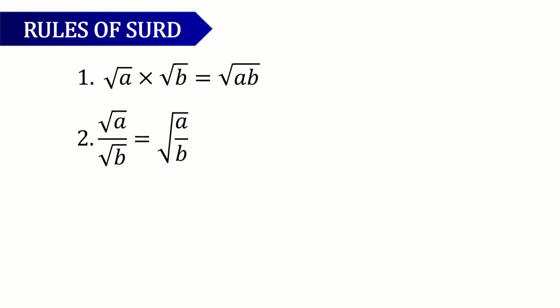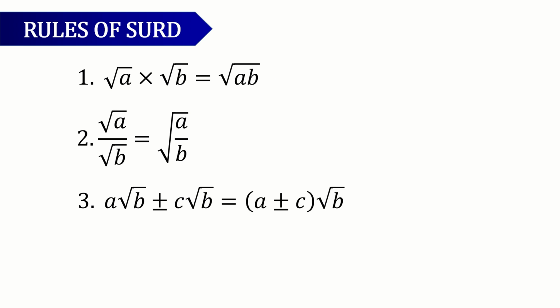All right, so we look at the rules of surds. The first rule is if we have two surds multiplied together, for example square root a times square root b, or surd a times surd b, that is equivalent to surd a times b. So this means we can combine the a times b inside the surd. The second rule is surd a divided by surd b, that is equivalent to surd a over b.